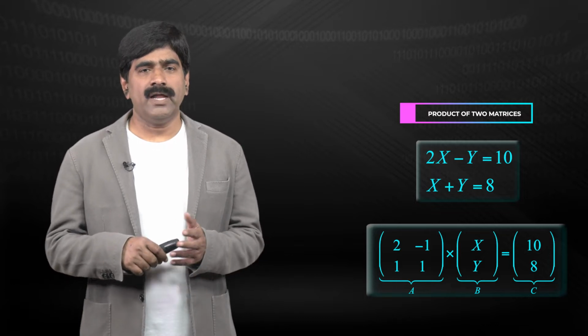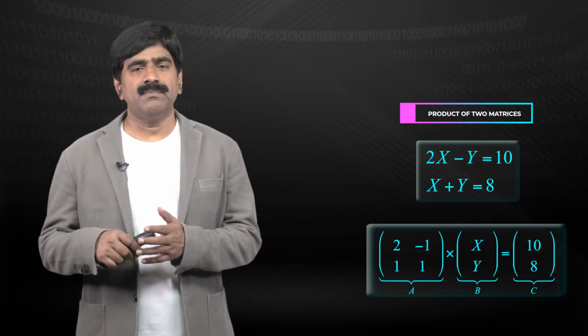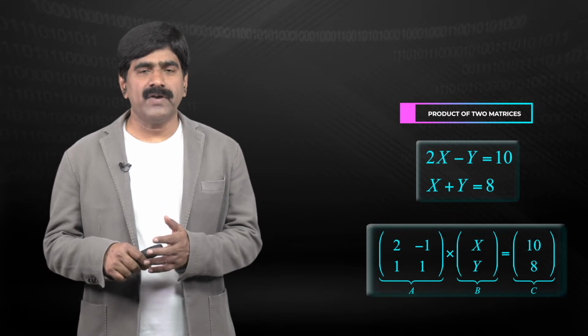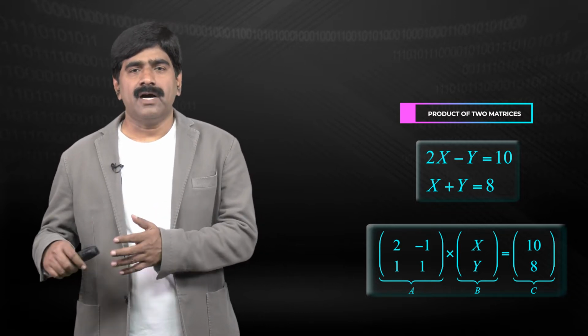I can write this in the matrix form as first matrix, which I am going to call matrix A, [2 -1; 1 1], times matrix B, which is a column vector x y, and on the right hand side we have column vector C with elements 10 and 8.